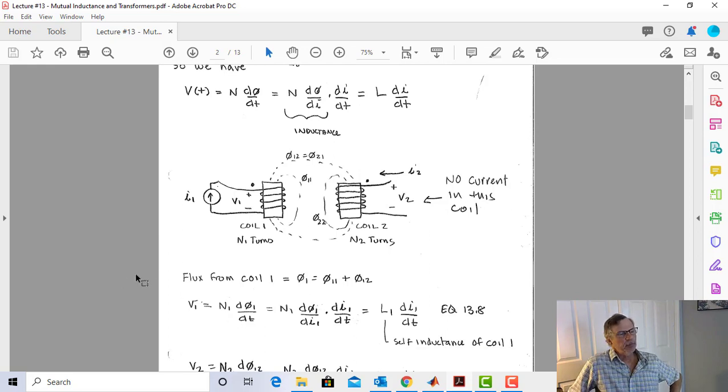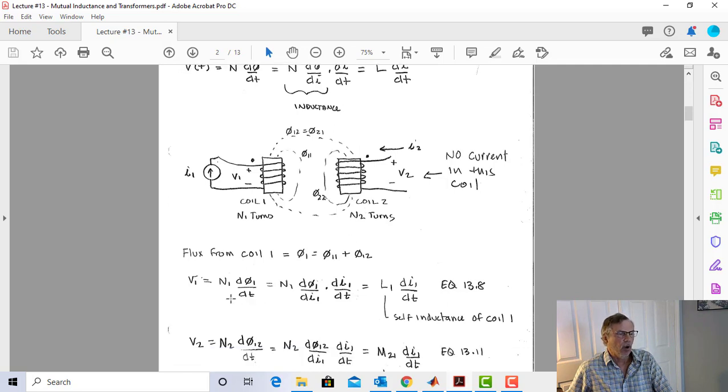The flux from coil 1, the flux that was generated by these turns of wire, is really equal to, we'll call it phi1, and it's equal to phi11, which means the subscripts mean originated in 1 and just went back to 1, and phi12, which is the flux that originated in 1 and went to 2. And we'll find that that's the same as phi21. So the flux from coil 1 is equal to phi11 plus phi12.